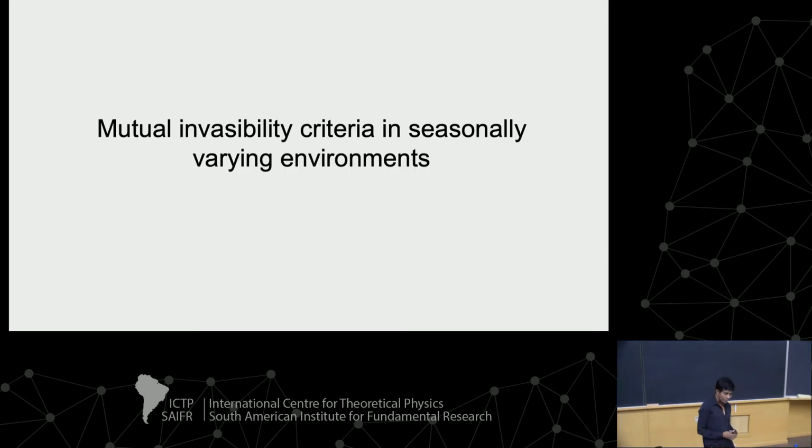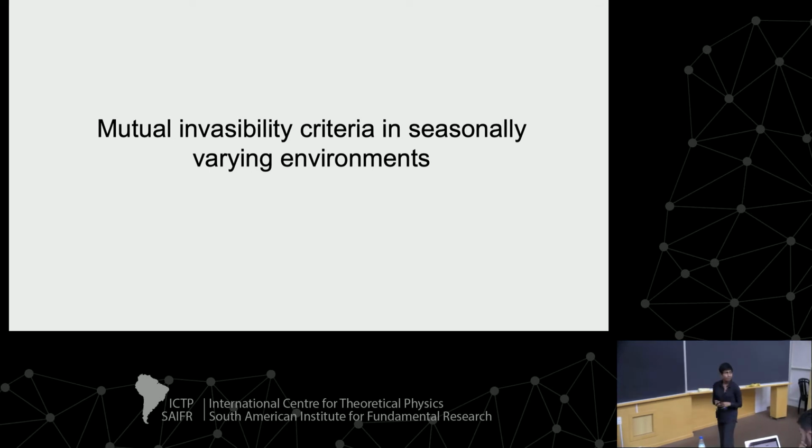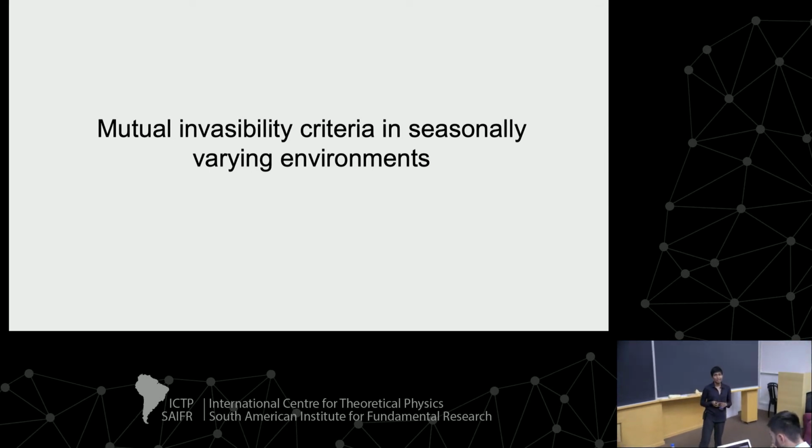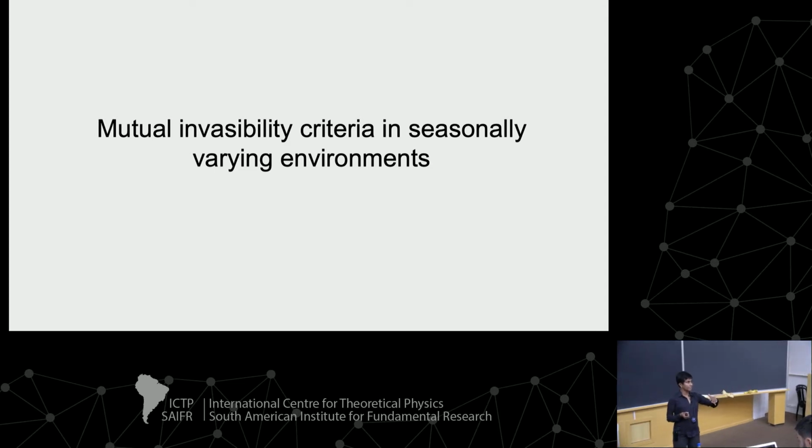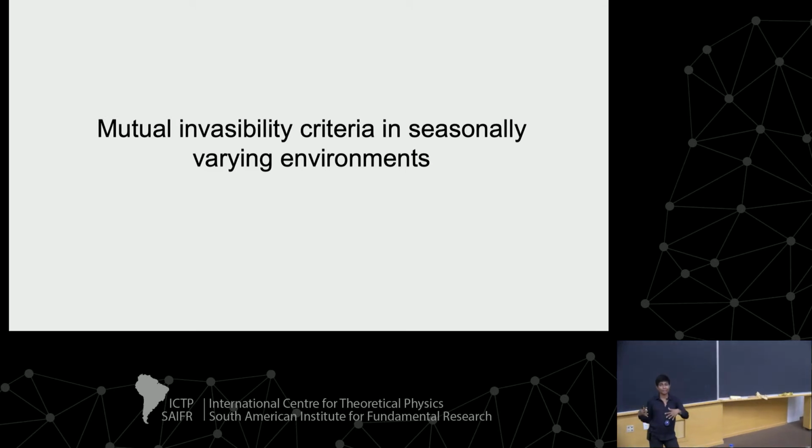So the thing we want to do to start is to look at mutual invasibility criteria in seasonally varying environments, and let me remind you that's a necessary condition for coexistence but not sufficient, right? What is the sufficient condition? You have to also show that the coexistence equilibrium is stable to perturbations, okay? We are clear on that, right?